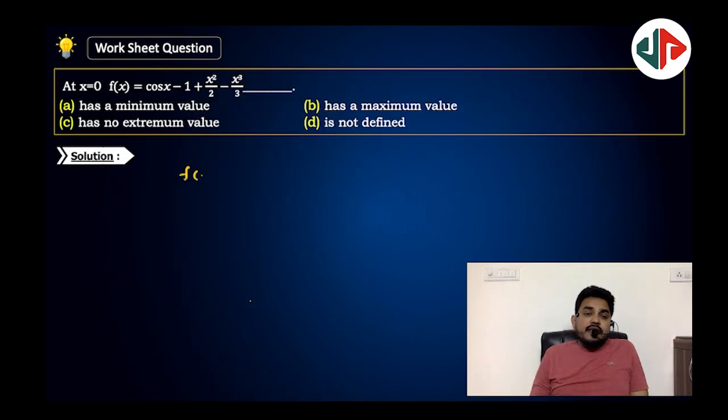F of x is equal to cos x minus 1 plus x square by 2 minus x cube by 3, etc.